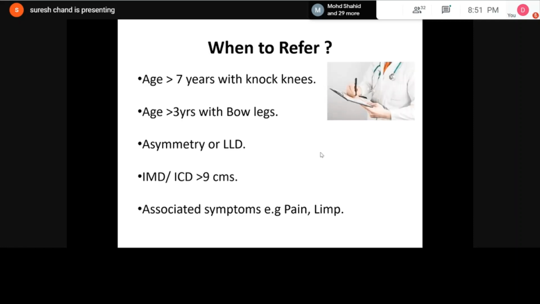So when to refer? If the age of the child is more than 7 years with no knee, or if the child presents with bow legs beyond 3 years. So this is beyond the normal range. If it is associated with any asymmetrical deformity or any limb length inequality, a gross average value of IMD or ICD more than 9 centimeters, or if it is associated with symptoms like pain, limp, or activity limitation. So these are the times when we have to refer genu valgum or varum.